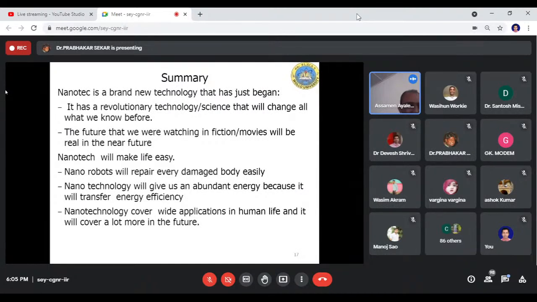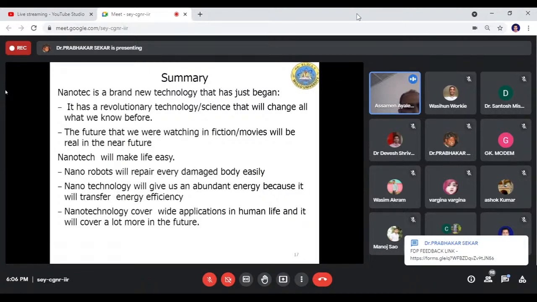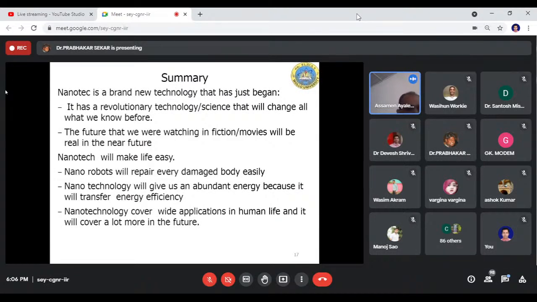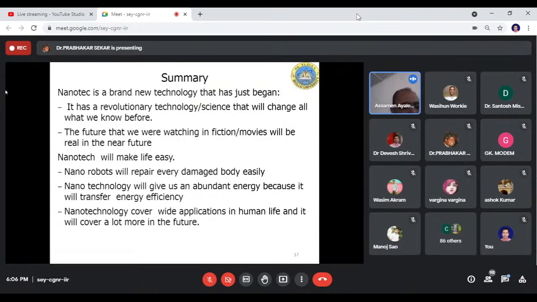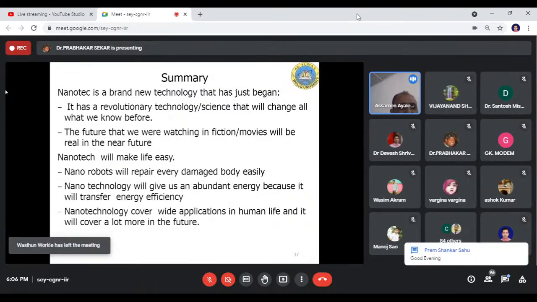It's very important. Nanotechnology will give us abundant energy because it will transform energy efficiently, thanks to the design and production of efficient devices. For example, in solar energy, nowadays there are many interesting advances in the fabrication of efficient devices to change solar energy to electric energy, which is green by nature. So we will use different sources of energy efficiently through nanotechnology in the future. Hence, as I told you before, nanotechnology covers a wide application in human life and will cover a lot more in the future.